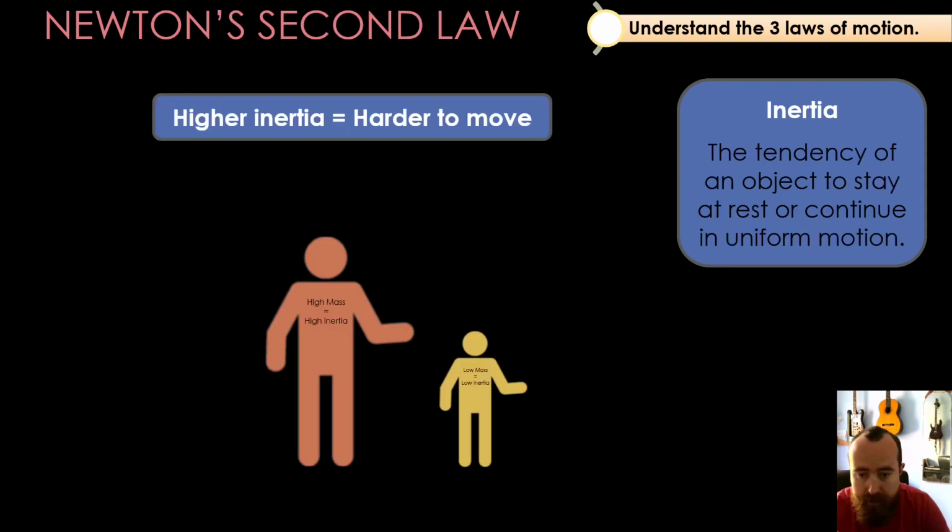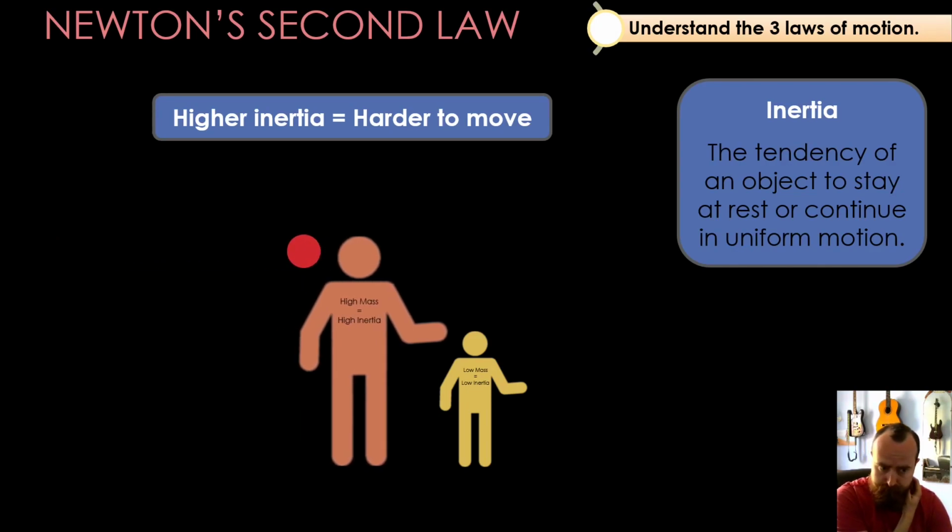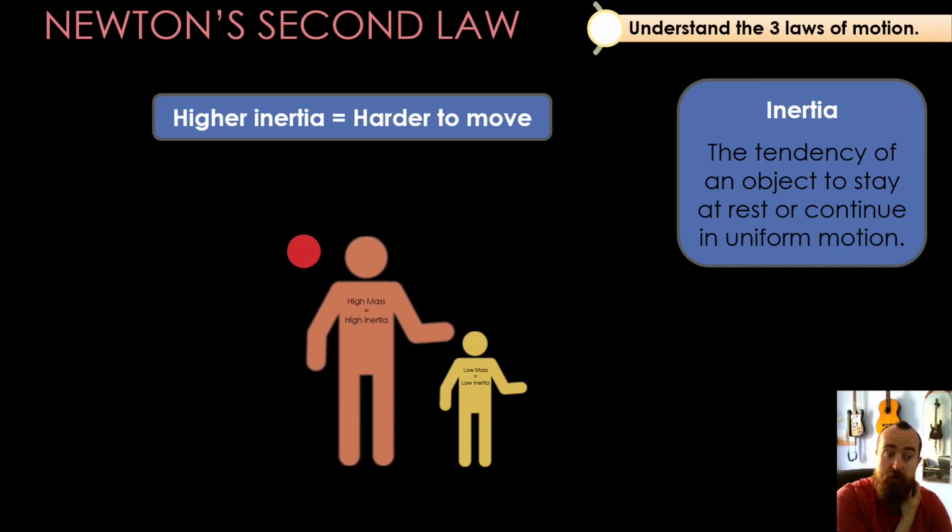We've got this person here. The person on the left has a high mass, so therefore they have a high inertia. This should mean that they're quite hard to move when we chuck a ball at their head with a certain amount of force. And shock horror, they've been moved only a little bit. They're harder to move because they have a higher inertia.